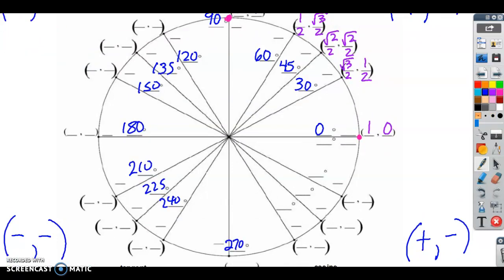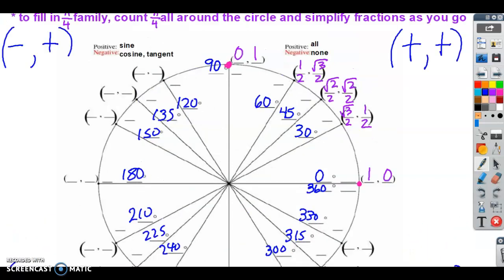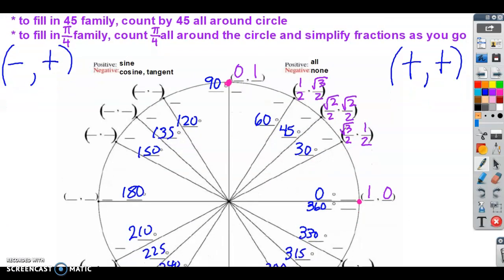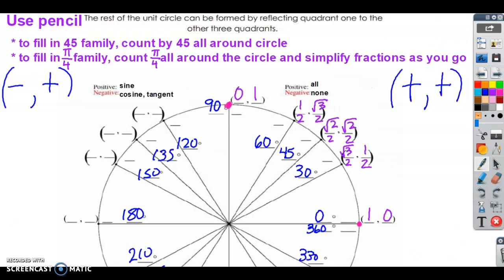Okay, plus another 30. I like doing quadrant 4 because these are easy. 300, 315, 330, and then all the way around is 360 degrees or 0 degrees. Okay, so those are the measures of the angles for the unit circle for all the 16 special angles.